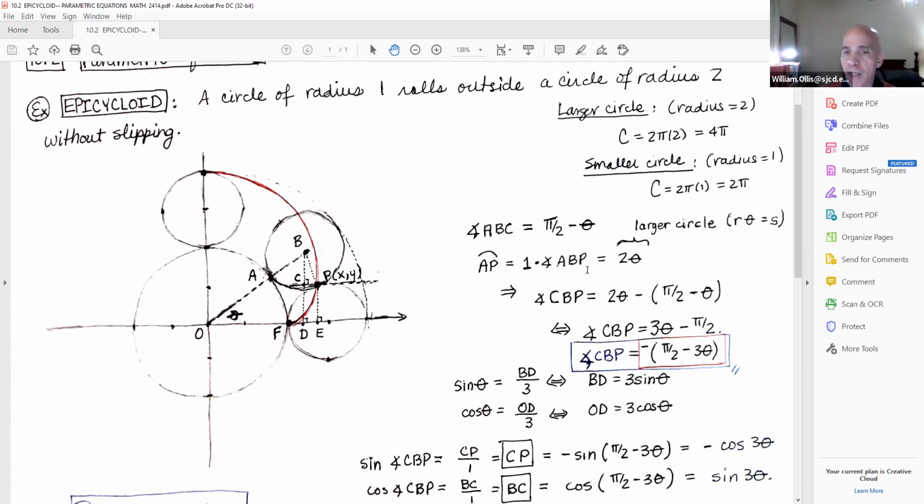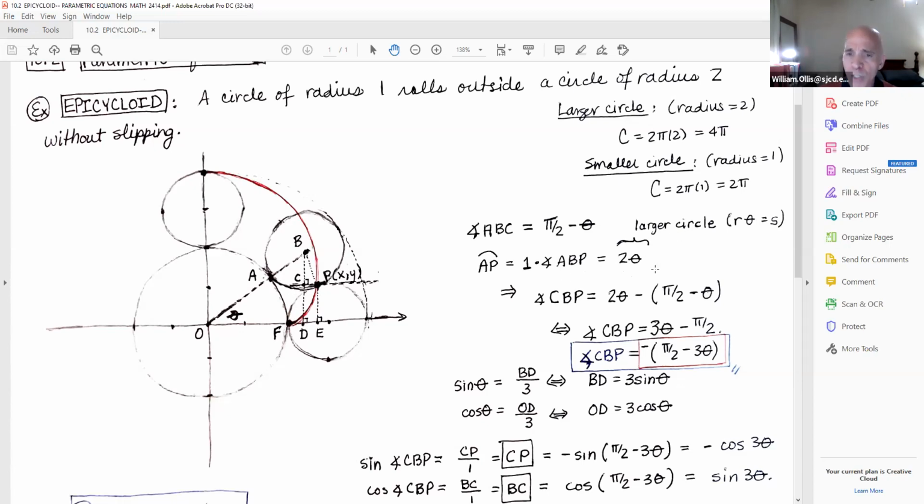And so then you're thinking, all right, what is that relative to the larger circle? Well, as you roll along, this arc will be equivalent to this arc because the smaller circle is rolling along the larger circle. But that arc is really easy. That's just going to be the radius times theta, 2 theta, which I have here, larger circle.